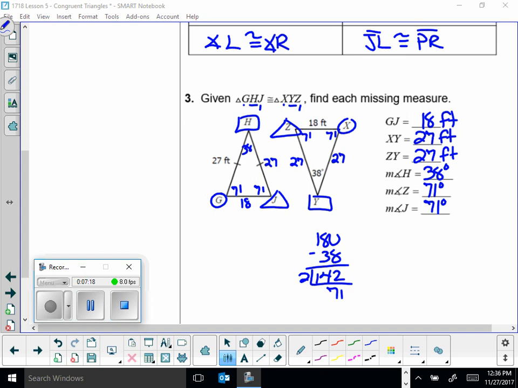Okay, so I started off by completely labeling my diagrams, filling in all of the information I knew. Then I figured out the measurement of my base angles. 180 minus the apex angle of 38 was 142. Split that in half, and each of the base angles were 71 degrees. Did you remember to put the units? There were units in the problem. There should be units in your answer.